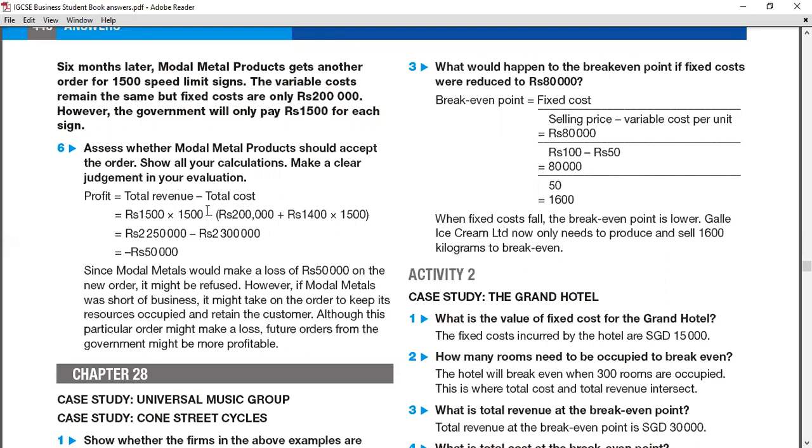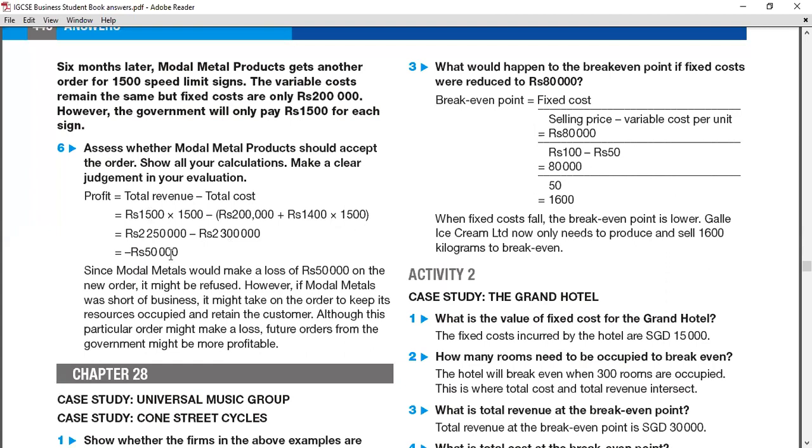If you calculate the profit in this situation, this case study, their total revenue would be 1,500 into 1,500 quantities. That is 2.25 million. But the total cost: fixed cost 2 lakhs plus variable cost 1,400 into 1,500. So the total cost, fixed cost and variable cost, comes to 2.3 million.